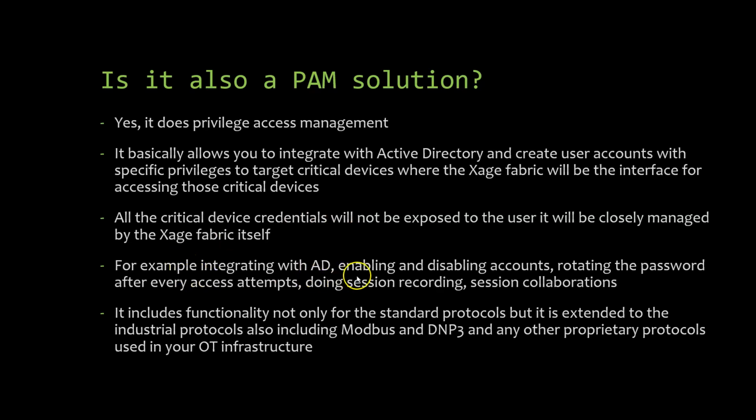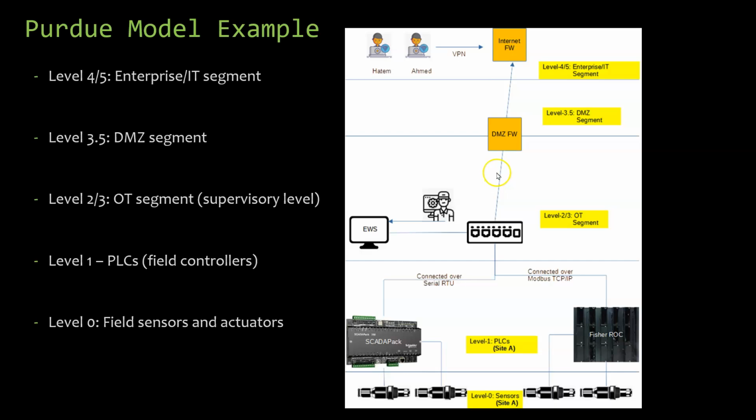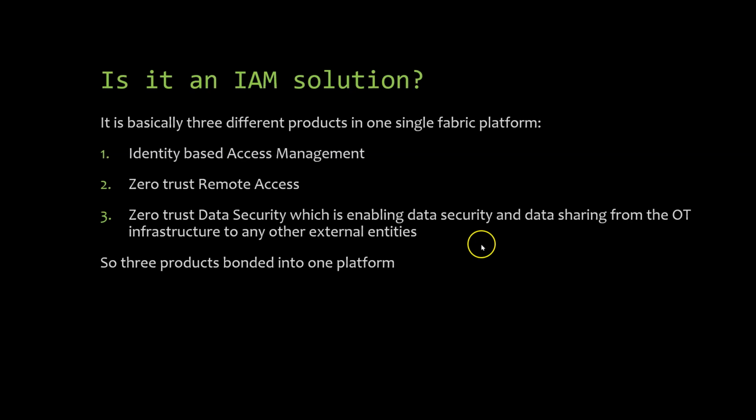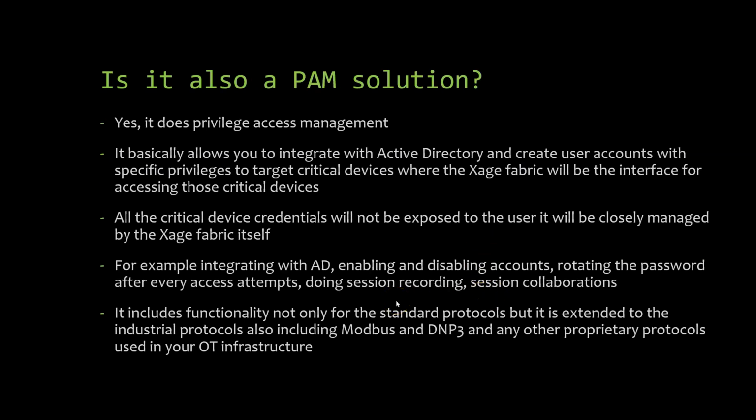For example, integrating with AD, Active Directory, enabling and disabling accounts. These are the functions of a PAM solution. Rotating the password after every access attempt. So we have the option to generate a random password like an OTP every time you are accessing the engineering workstation. This is typical PAM functionality. Every time I access one, the Xage fabric will generate a one-time password that grants me the access, and I can even control the time of the session. I can record the session. I can collaborate with someone else.